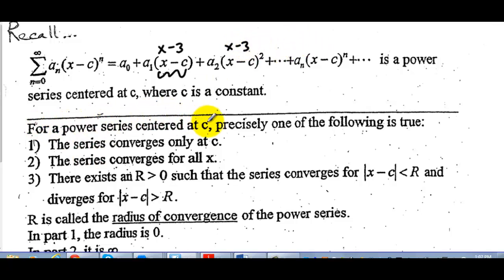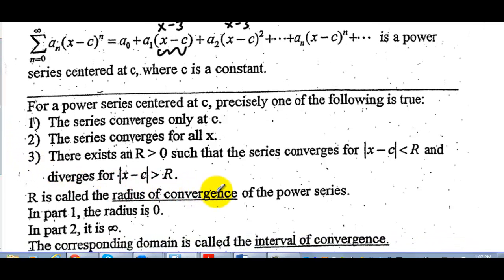For a power series centered at c, precisely one of the following is true. 1. The series converges only at c. 2. The series converges for all x. And 3. There exists a radius of convergence r greater than 0, such that the series converges for the absolute value of x minus c less than r, and diverges for the absolute value of x minus c greater than r.